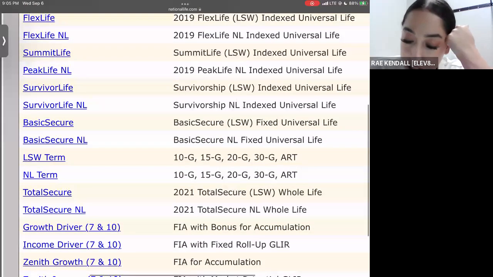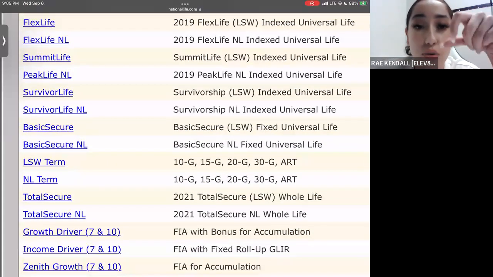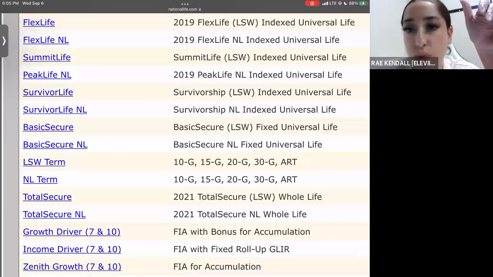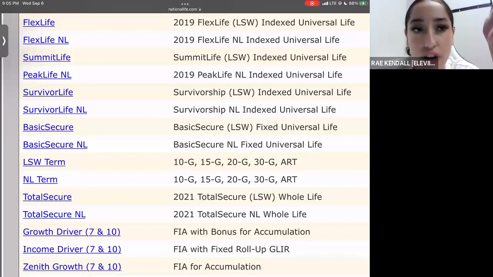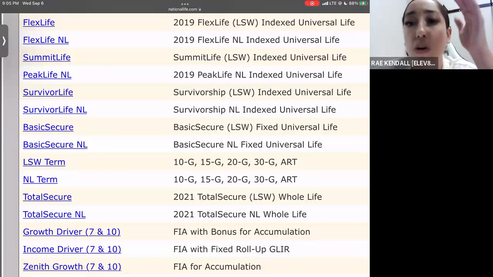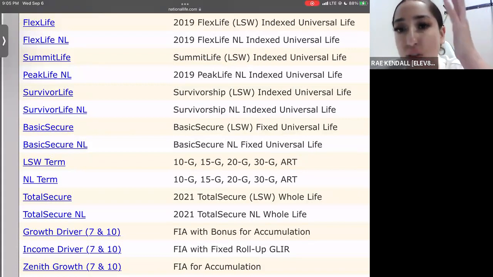So then you have other Index Universal Life products. We don't really mess around with them because we are more on the infinite banking side. We are in leveraging life insurance, etc. If you want to learn more about Summit Life, Peak Life, Survivor Life, Basic Secure, go to those training tabs. I'm not going to dive too deep into them. I would just suggest go into the training tabs.